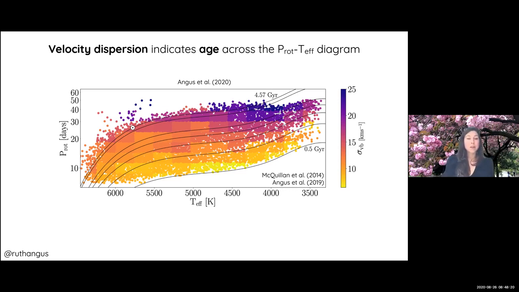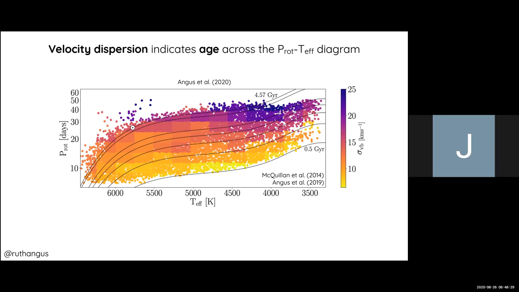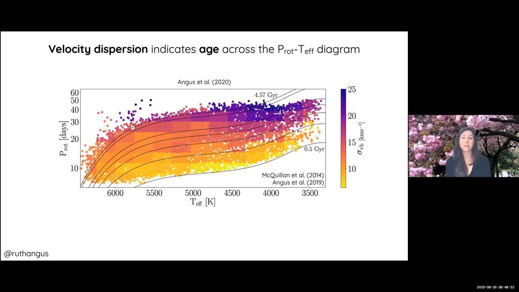And so I should say again, these data are from McQuillan et al. 2014. Overplotted here are some gyrochronology models, which are a pretty simple polynomial fit to some open clusters from my 2019 paper. This is a simple gyrochronology model. It doesn't work very well. As you can see here, the black lines don't trace lines of constant velocity dispersion. They cross multiple velocity dispersion regimes, and that's because they're not good isochrones. They're not a good gyrochronology model.